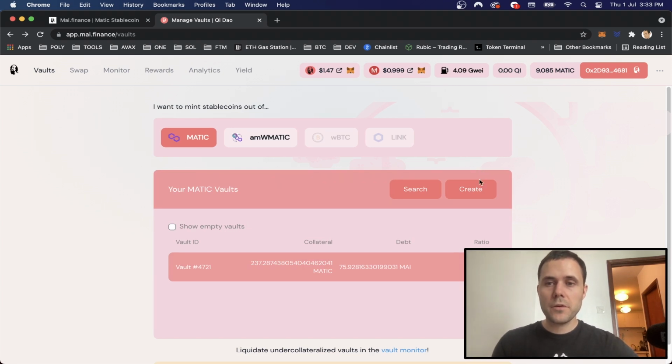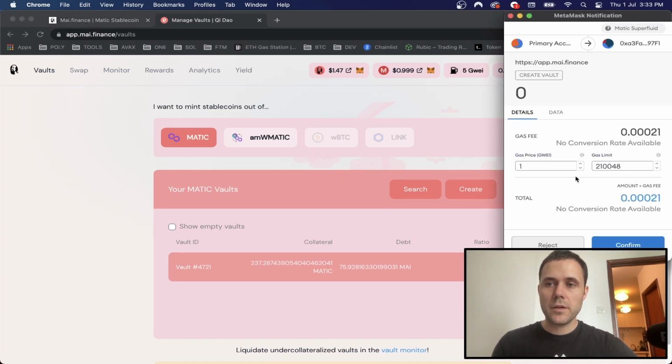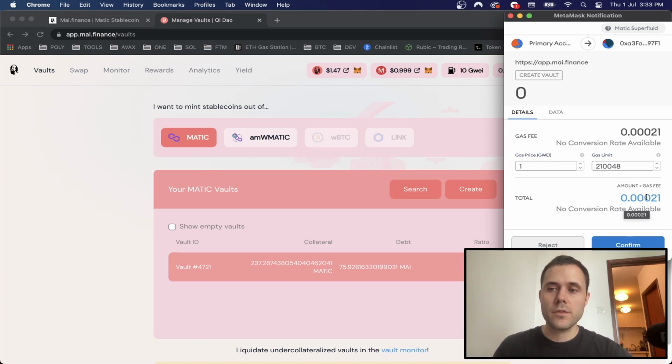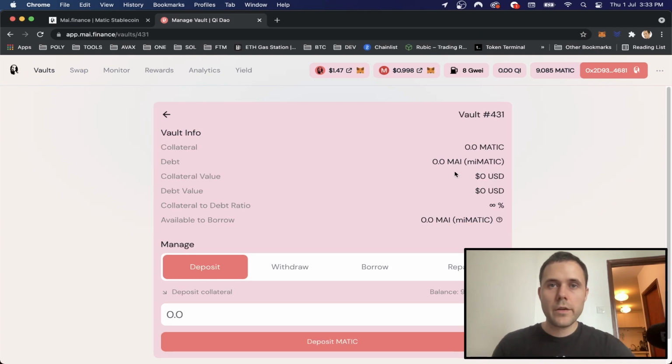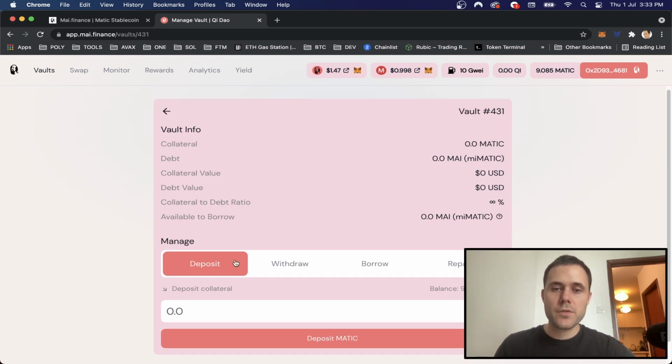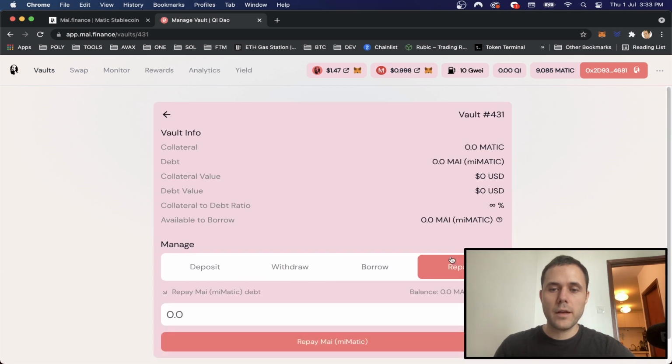Okay, so to create a vault you need to click create, and then you will get a transaction fee, very low. This is 0.0021 of Matic, and bearing in mind that Matic is $1 or around that level, so it's a very small amount compared to $1. Then we can just click confirm, and then what we should get is a vault, which I have here, which is vault number 431, which is viewable by anybody. And then we'll have these options: deposit, withdraw, borrow, and repay.